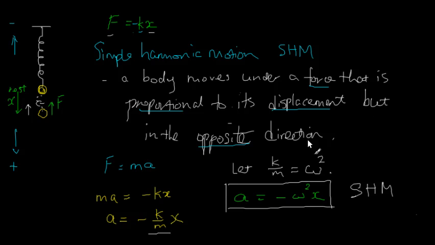Now we have seen, from this description of the condition for simple harmonic motion, like a body moving on a spring, that the force is proportional to its displacement but in the opposite direction. From this definition of this type of motion, together with Newton's second law, we can write down a relation between the acceleration and the displacement of the body.